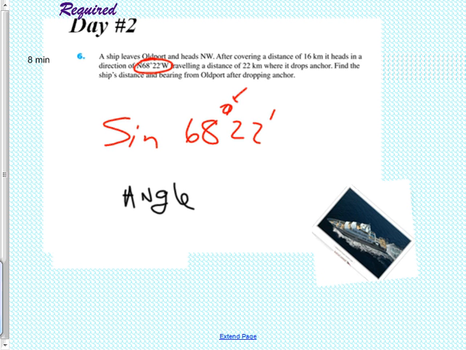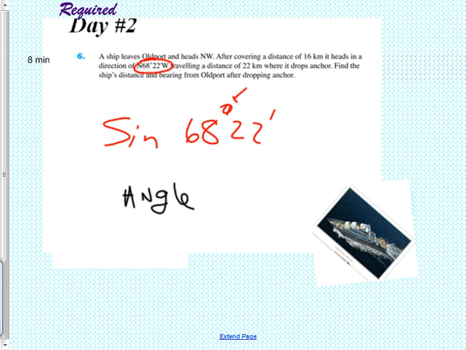You're typing in 68 with the little degree symbol, and then you type in 22 with the little hash mark. 22 hash mark. And what did you get? Did you get 0.929? Raise your hand if you got 0.929. Okay, good. Then you know how to enter them now.